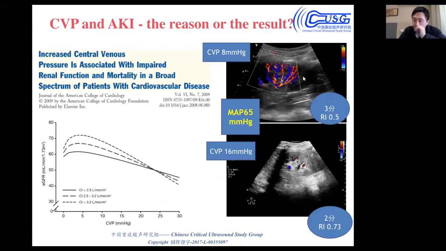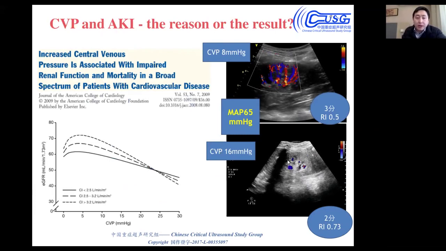Under a lower CVP, the flow of the kidney is good, and under the same mean arterial pressure, an increased CVP caused the flow of the kidney to decrease. So we should pay more attention to adjusting the CVP, to lower the CVP, and we should make sure our lower CVP does not lead to circulation collapse.